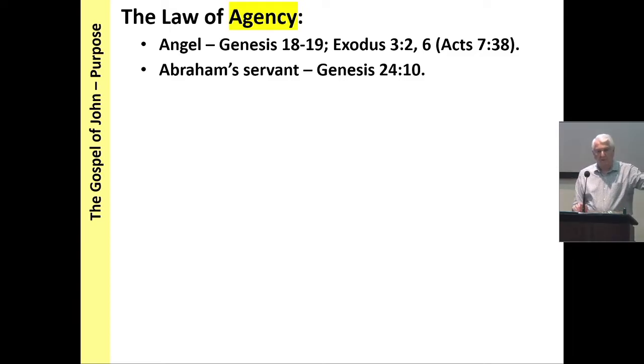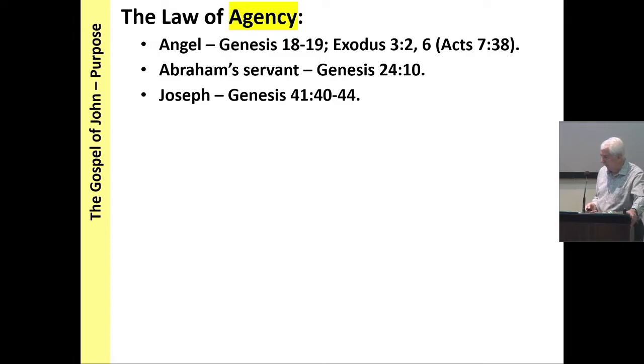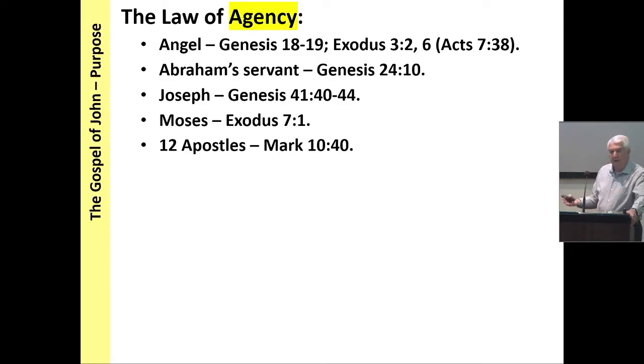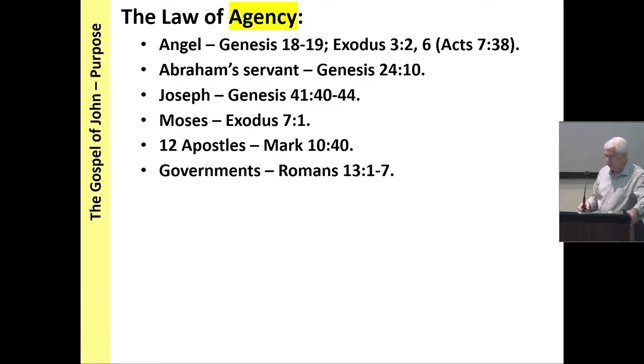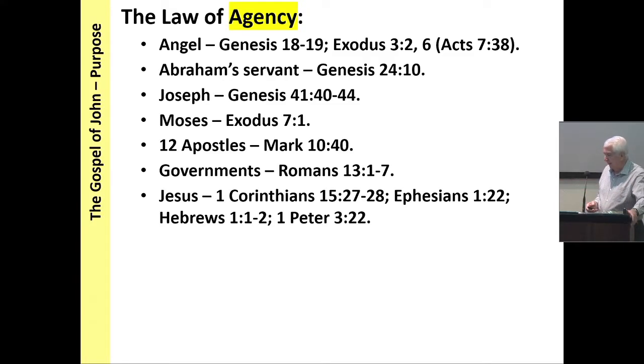Abraham's servant who goes off to do what Abraham wants. He fully represented Abraham. He was given authority to do certain things on his behalf. And Joseph, similarly. Moses. Then we come to the 12 apostles. When they were sent off to do their preaching and miracles, they were representing, using the name of Jesus, their Lord.